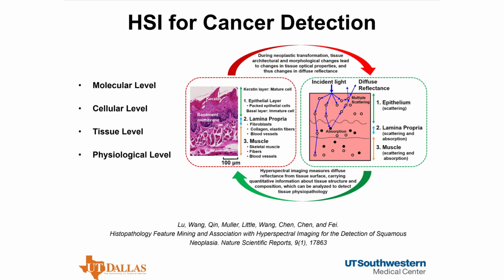If we look at cancer tissue and the benign tissue, we can see a difference at the molecular level, cellular level, tissue level, and also physiological levels. These differences can be quite complex. The change in the reflectance hyperspectral imaging can be due to all these changes. This brings some challenges and also brings some great opportunities.